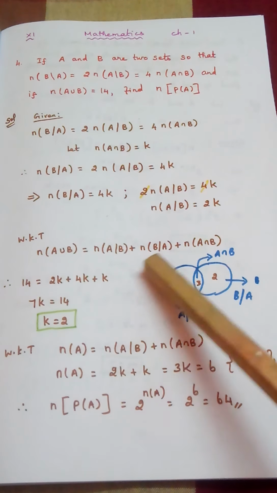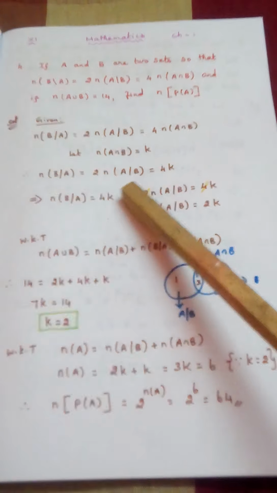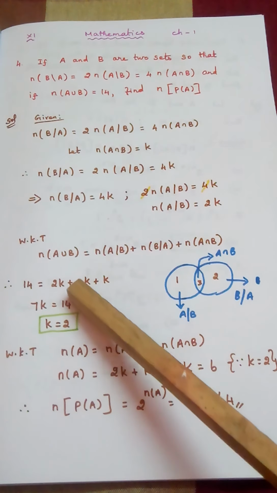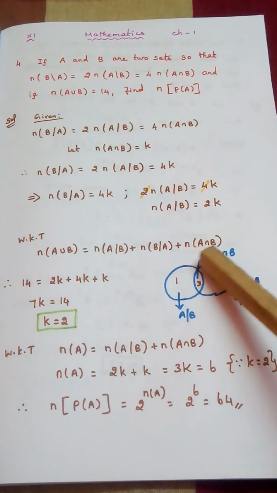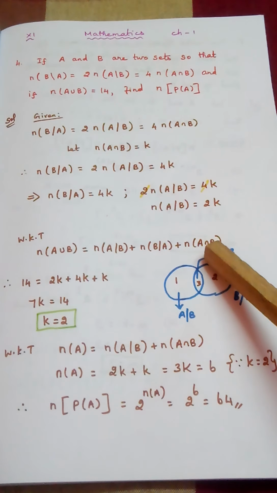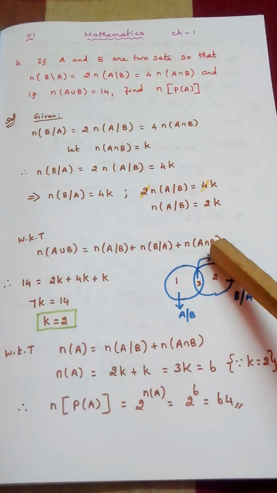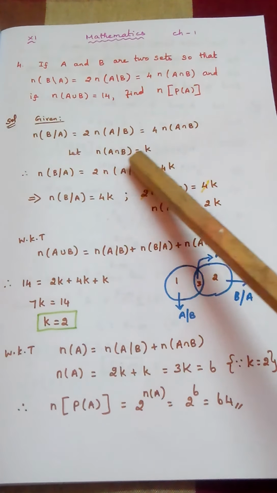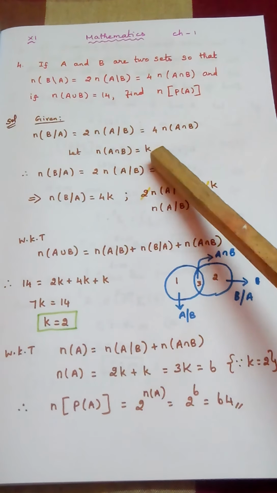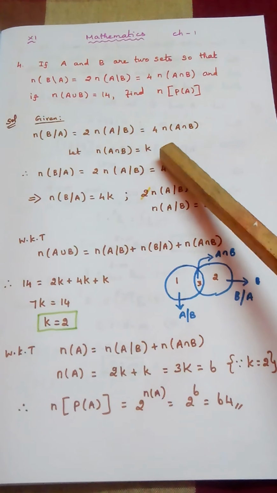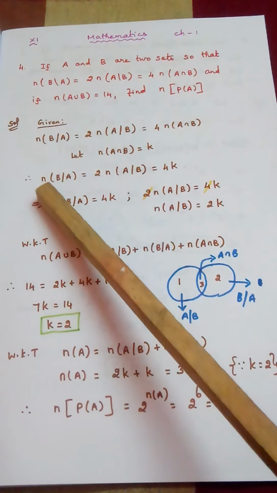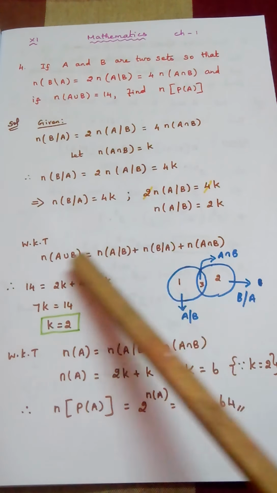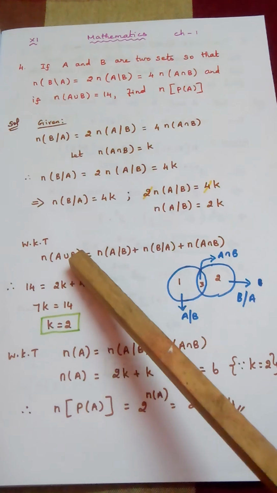N of b given a, the answer is present here, 4k, so substitute that 4k here. N of a intersection b, we have taken that as k. N of a intersection b means k, right? So in this formula, what we are doing, we are substituting the values that we have known.